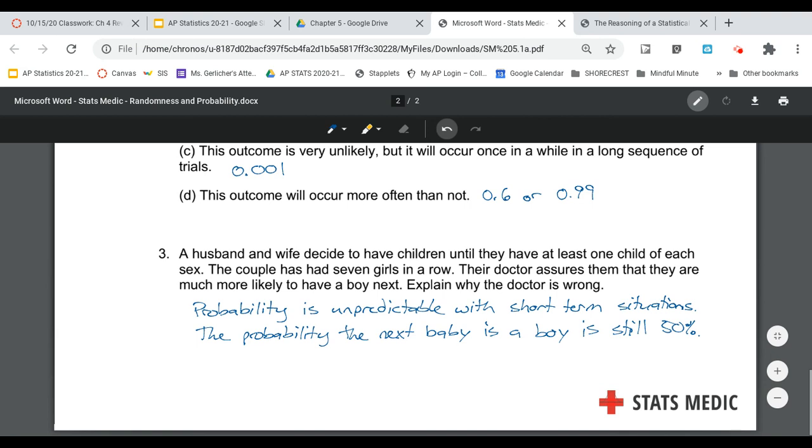It is unlikely to have a family of 8 kids where they are all girls overall. But as far as talking about the next child, we can't use probabilities to look at that next thing. Beyond the fact that this is a terrible family planning plan.